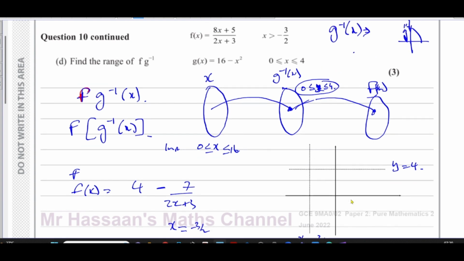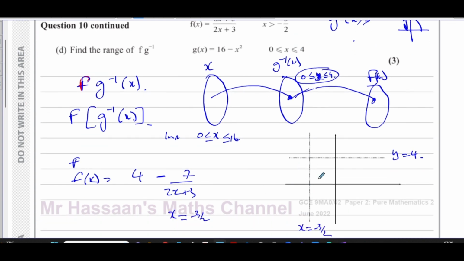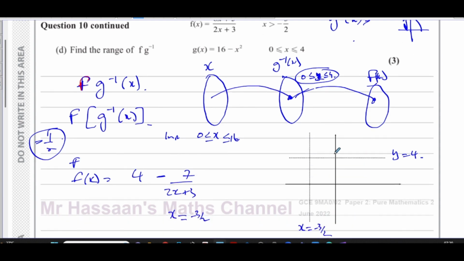Now we're told that x is greater than minus 3 over 2, so we don't have to worry about this other side. But what we can realize now is that because this function has a minus in front, like negative 1 over x of that form, it's going to exist on this side. We can see that when x is 0, y is 5 over 3, so that makes sense. It's going to go something like this. This is how this function would look.